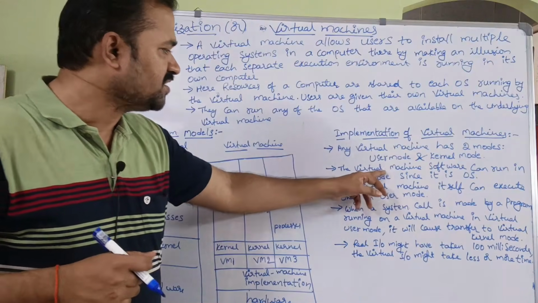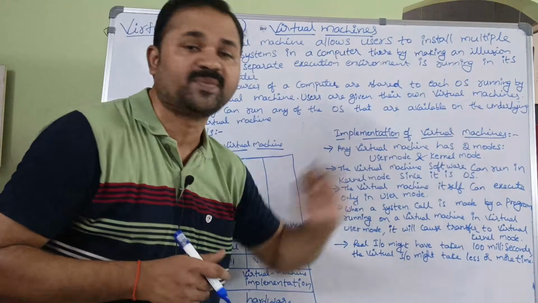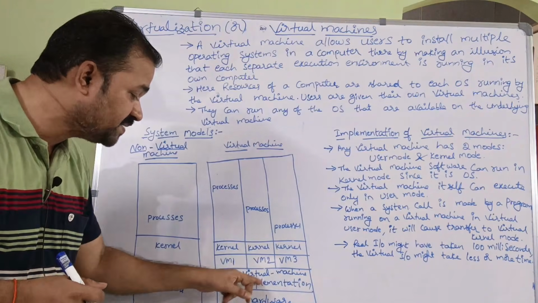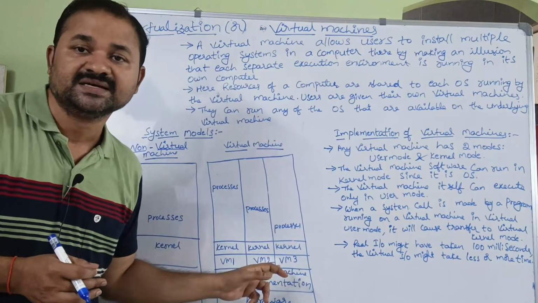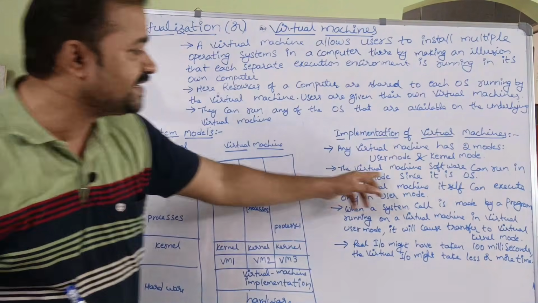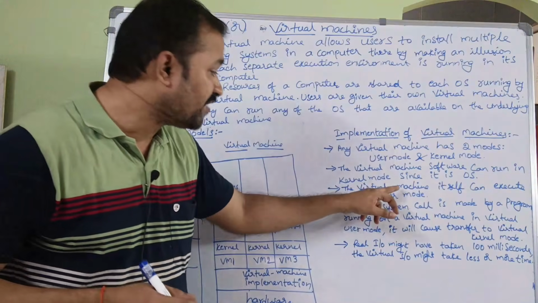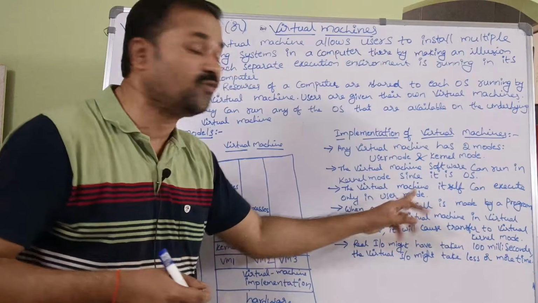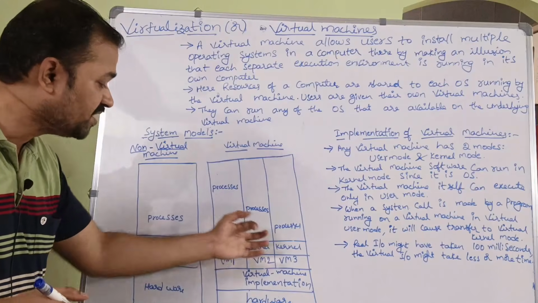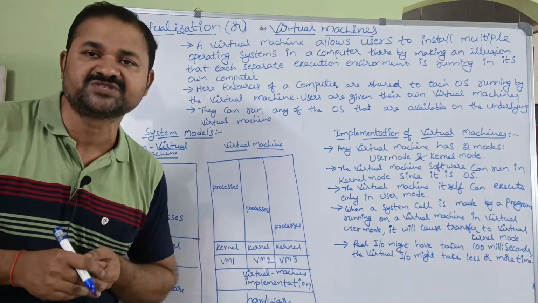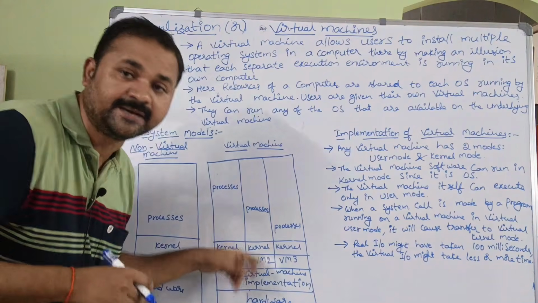Next point, the virtual machine software can run in kernel mode since it is an operating system. So this is nothing but the virtual machine software. This software can be run in kernel mode. Why? Because that is virtual machine software, it is an operating system. That's why it should be run in kernel mode. Next point, the virtual machine itself can execute only in the user mode. Here we have 3 virtual machines, VM1, VM2, VM3. These 3 virtual machines will run only in the user mode, whereas the virtual machine software will run in kernel mode.